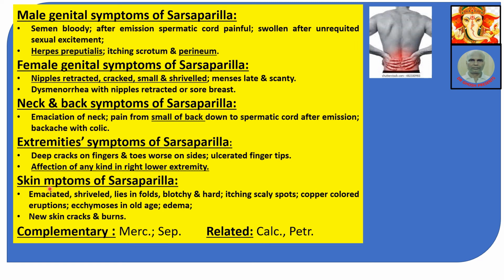These two regions. Skin symptoms of sarsaparilla. Emaciated, shriveled, lies in folds, blotchy and hard, itching, scaly spots, copper colored eruptions, ecchymosis in old age and edema. Ecchymosis means bluishness of the skin. After some injury, sometimes we get that the place is bluish. That is technically called ecchymosis. New skin, cracks and burns.